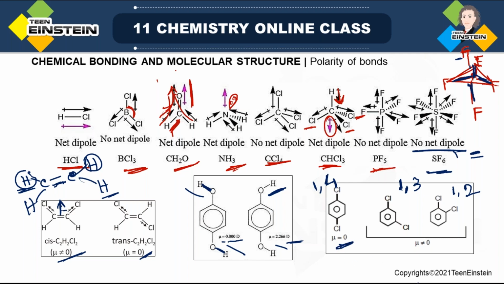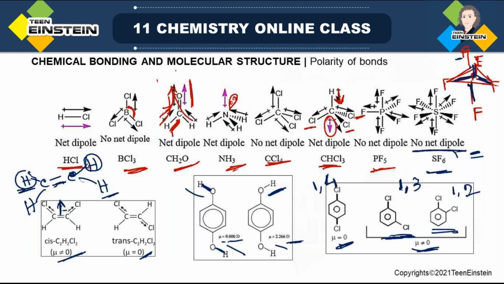But once you are moving from 1,4, that is from para to meta, and also ortho, cancellation of dipole moment of these two bonds is not possible, and in both cases there will be dipole moment. And if you want to know which one will have more dipole moment, it is the ortho substitution, because now they are close to each other, so dipole moment will be high compared to the meta form.